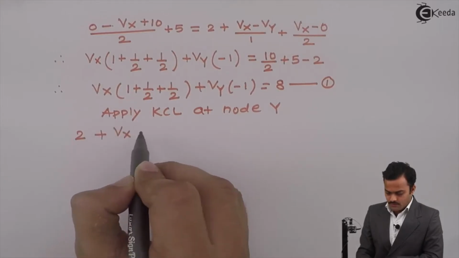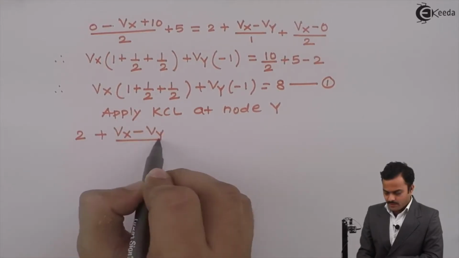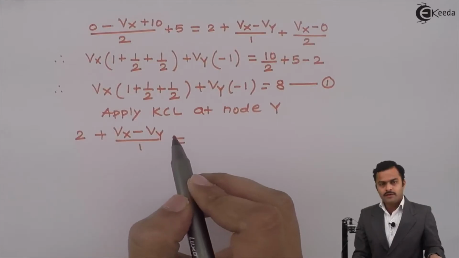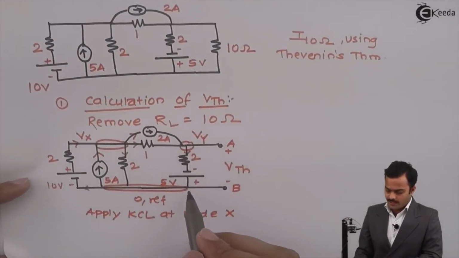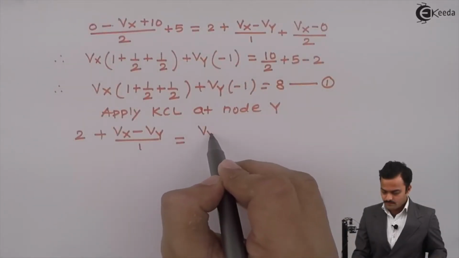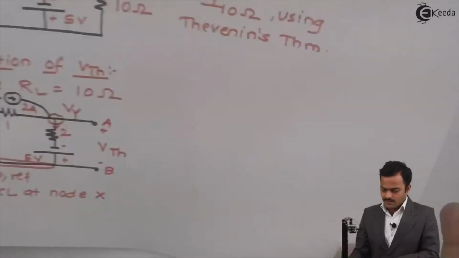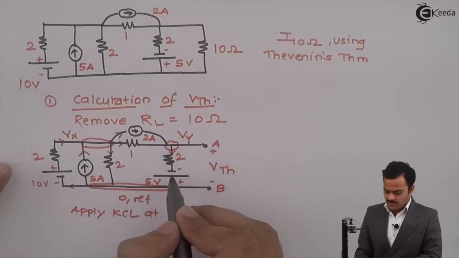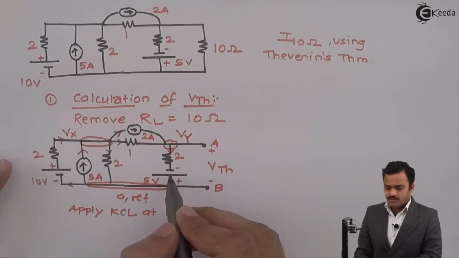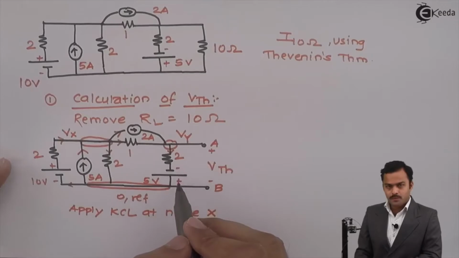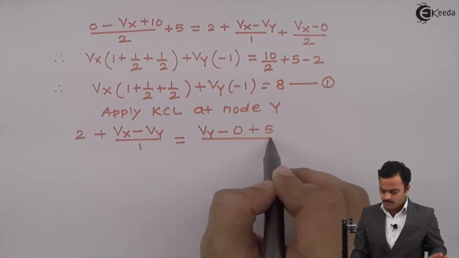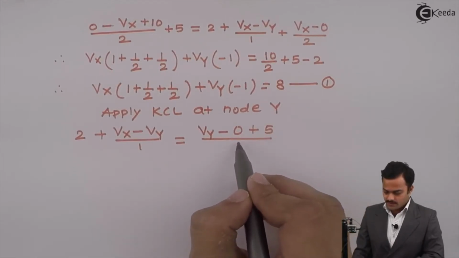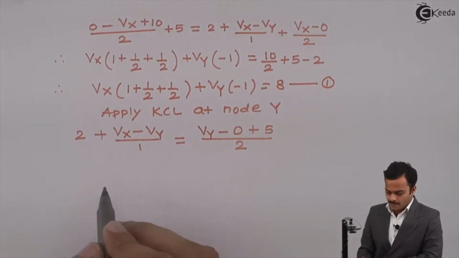plus (Vx minus Vy) divided by 1, and only outgoing branch current is this, started at Y and ending on reference, and in the direction of current I have a voltage changing polarity minus 2 plus, so I will write it plus 5 divided by resistance of that branch, which is 2 ohm.